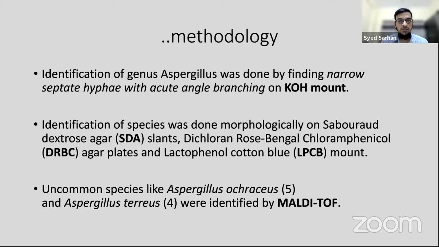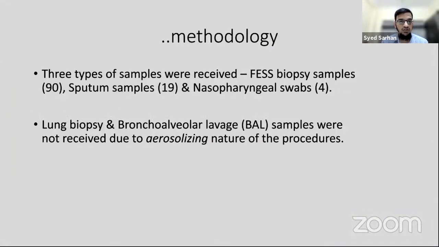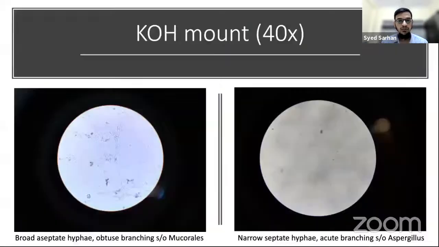Identification of genus was done on KOH-SMART by finding narrow septate hyphae with acute angle branching. Species identification was done on SDA and DRBC slants as well as LPCB mounts. Uncommon species like Aspergillus ochraceus and Aspergillus terreus were identified in multiple samples. This is a simplified view. So, 3 types of samples were received: lung biopsy samples, sputum samples, and nasopharyngeal swabs. Lung biopsy and bronchoalveolar lavage samples were not received due to the aerosolizing nature of the procedure.